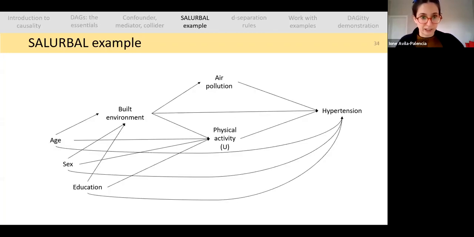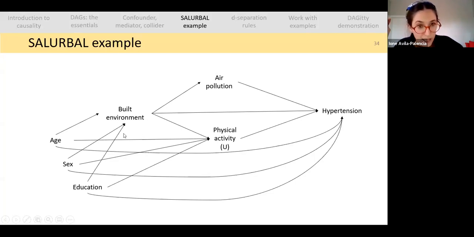So this is the DAG that I drew. For example, here we have built environment. Built environment here is an exposure that has a causal effect on hypertension. Then on the top, we have air pollution, with an arrow that goes from built environment to air pollution, and then an arrow from air pollution to hypertension. So in this DAG, air pollution would be a mediator of built environment and hypertension.